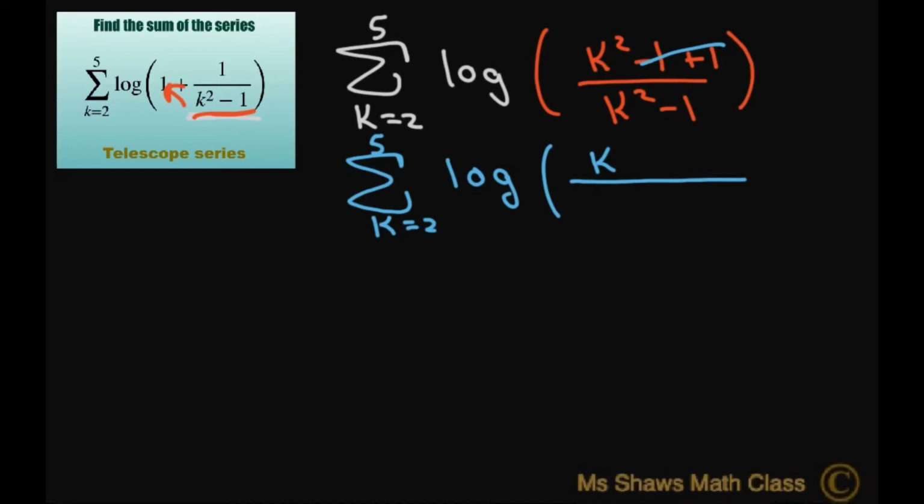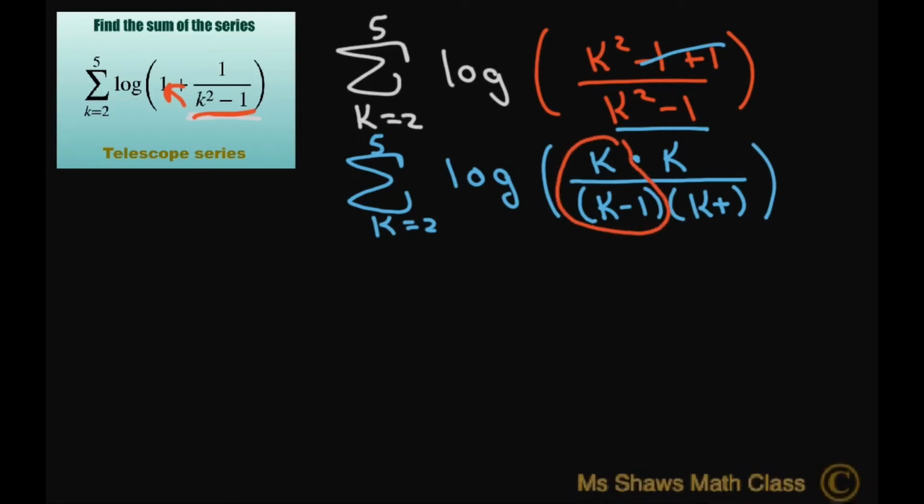k squared. I'm going to write k squared as k times k. And then for this piece, I'm going to expand it with my difference of squares. So k minus 1 times k plus 1. Now when I start writing out some of my sums here, I'm going to put these two together. And then I'm going to put these two together because it helps us see the pattern.